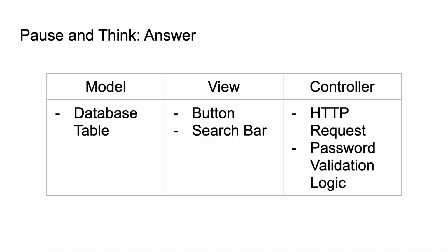And finally, the database table represents the model. It's where the data lives and business rules apply. The model can be thought of as representing real-world data, similar to classes in object-oriented programming.